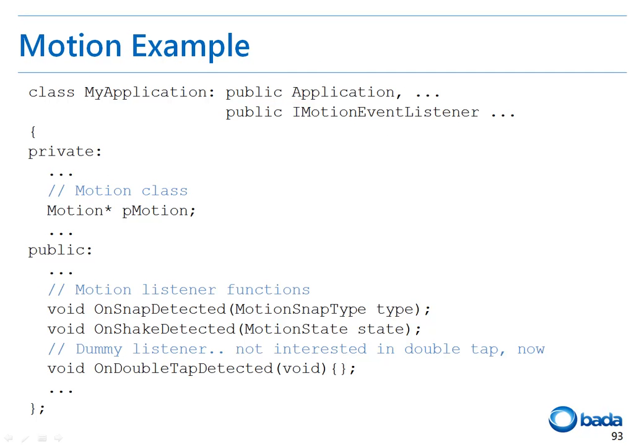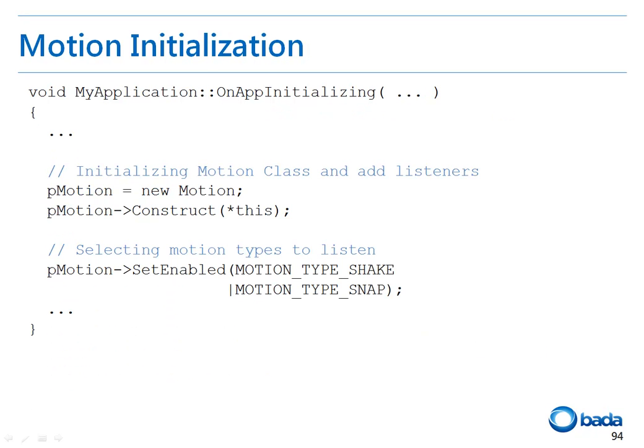Now, let's have a look at an example. I created a listener object and added the listener object to the application class. The motion pointer is declared as a member variable, and the 3 functions to perform the role of the listener are declared. Then, I created the motion object in the on-app initializing function of the application and constructed it using the listener. I specified shake and snap as the motion types.